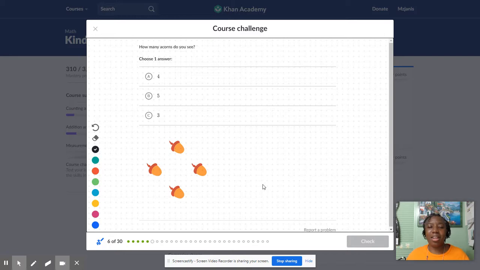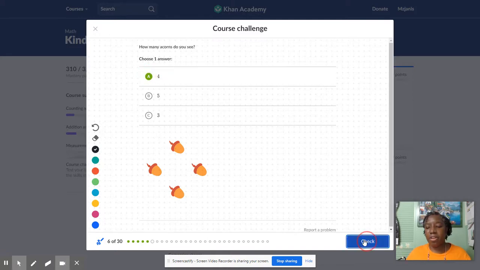That's why I like Khan Academy. Once you get finished with the course challenge, this right here is the practice of what you learn in pre-K. Okay, how many acorns do you see?